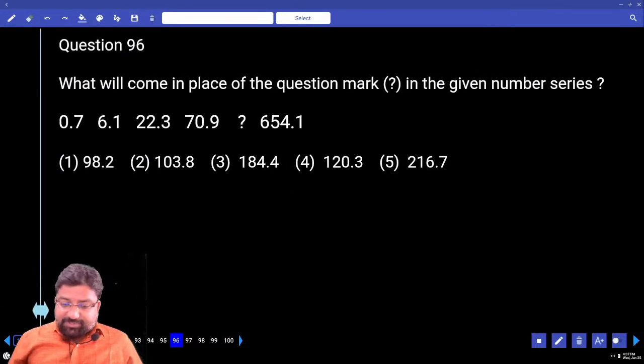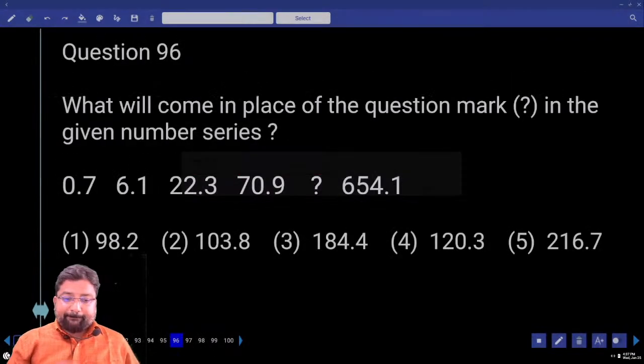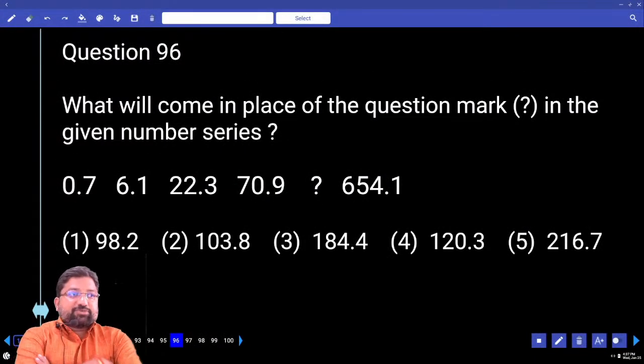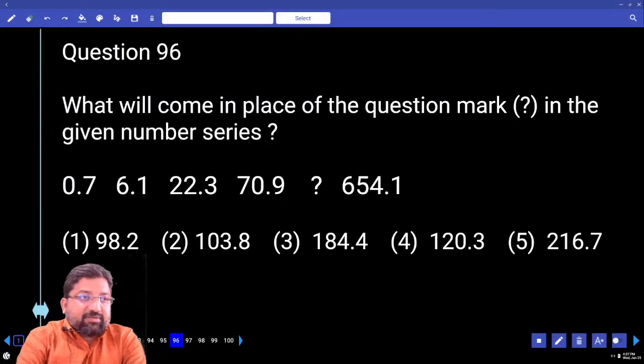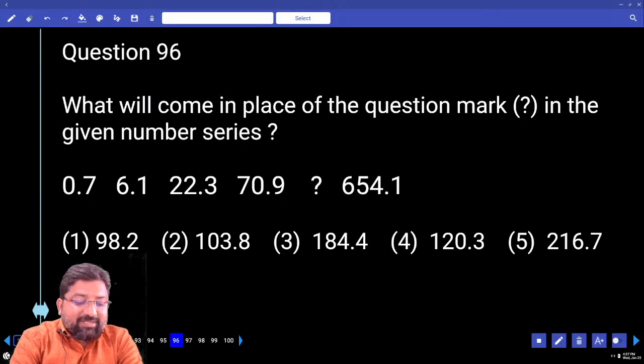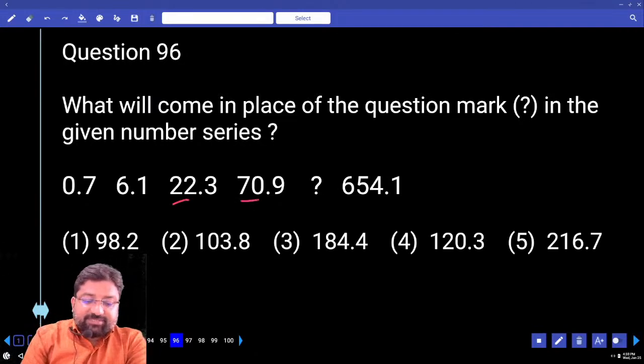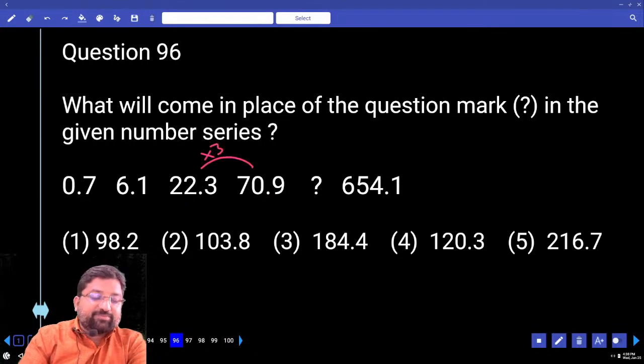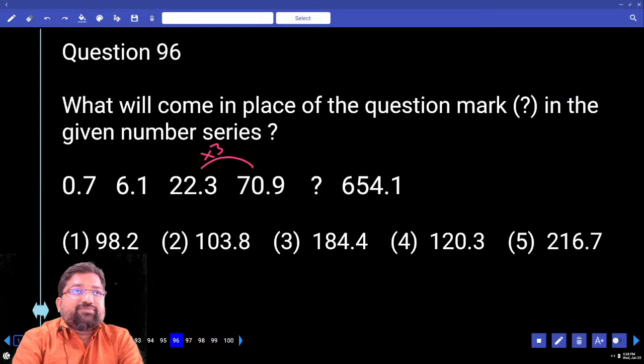Let's try to solve the questions on number series here. Please pay attention to the board. Do you see huge increase or gradual increase? I can say this is huge. Forget about the points, but look at the other numbers. This is 22 and this is 20. I can say this is into 3. 3 times of 22. What is 3 times of 22?